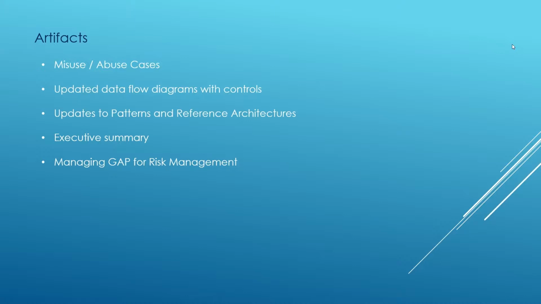We are going to build an executive summary. As part of the executive summary, you need to identify all the threats you found, all the controls which are in place, and all the residual risks for which there are no controls. The last thing is the risk management process, where we manage the gaps in the security architecture through the risk management process.